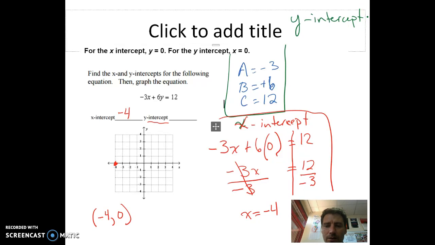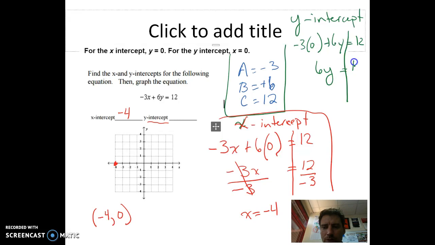So I'm going to plug in 0 for x: -3 times 0 plus 6y equals 12. I solve this equation. -3 times 0 is 0. I'm left with 6y equals 12. I do inverse operations, divide both sides by 6, and I get y equals 2. So now I have the point 0 for x, 2 for y. 0, 2 is right there.